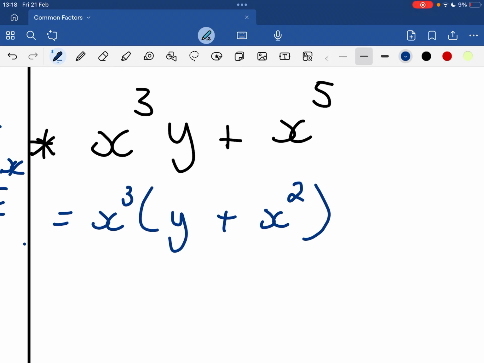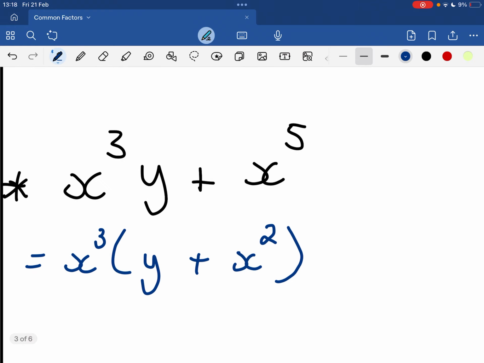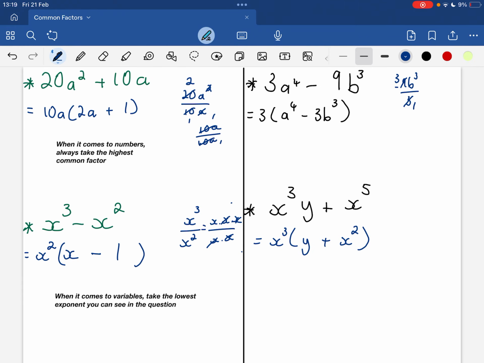If you took x as a common factor, you would not have fully factorized. You would find that your bracket could still be factorized further. There was still a common factor in your bracket. And so that's why we say to be safe, we always take the lowest exponent that we can see in the question.